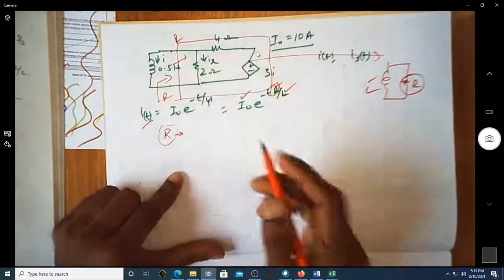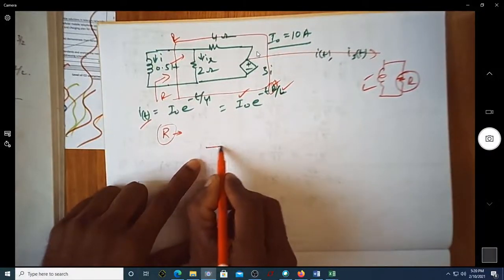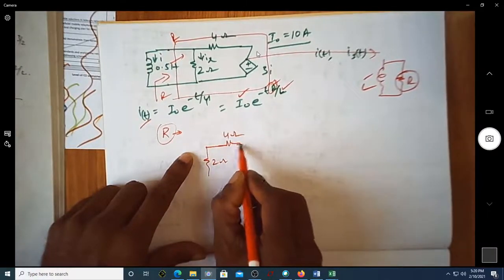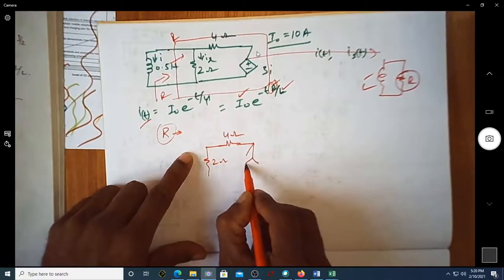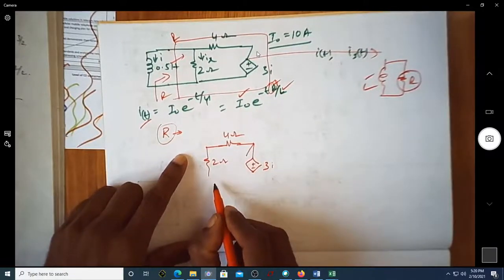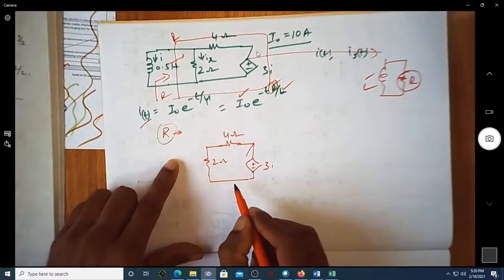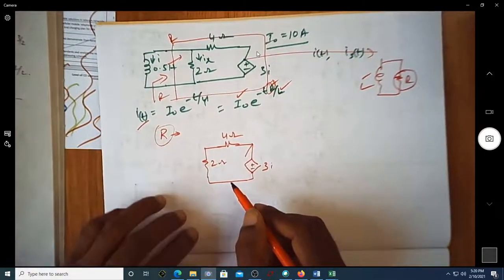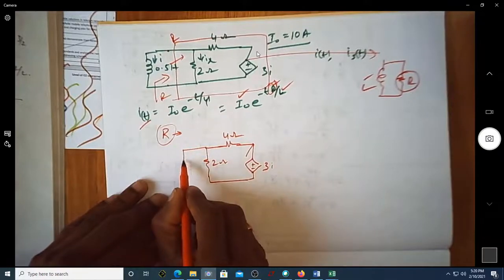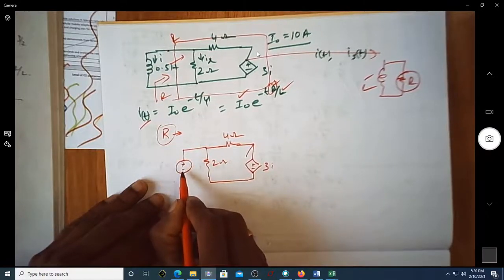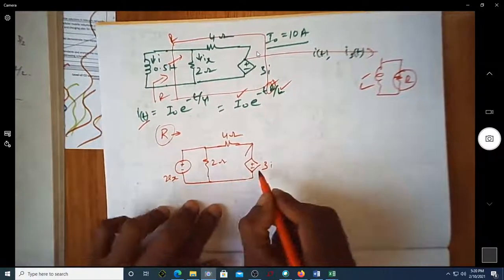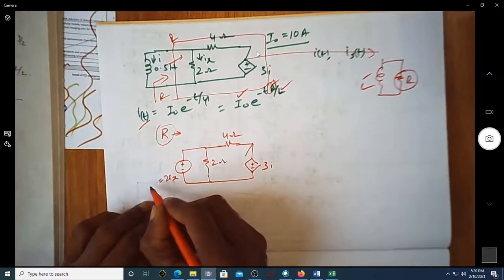To find the resistance offered by this network, let us retain this circuit as it is: the 2 ohm, the 4 ohm, and of course the dependent source, which is 3 into I. Now I will write a dummy source Vx here, of amplitude 1 volt.